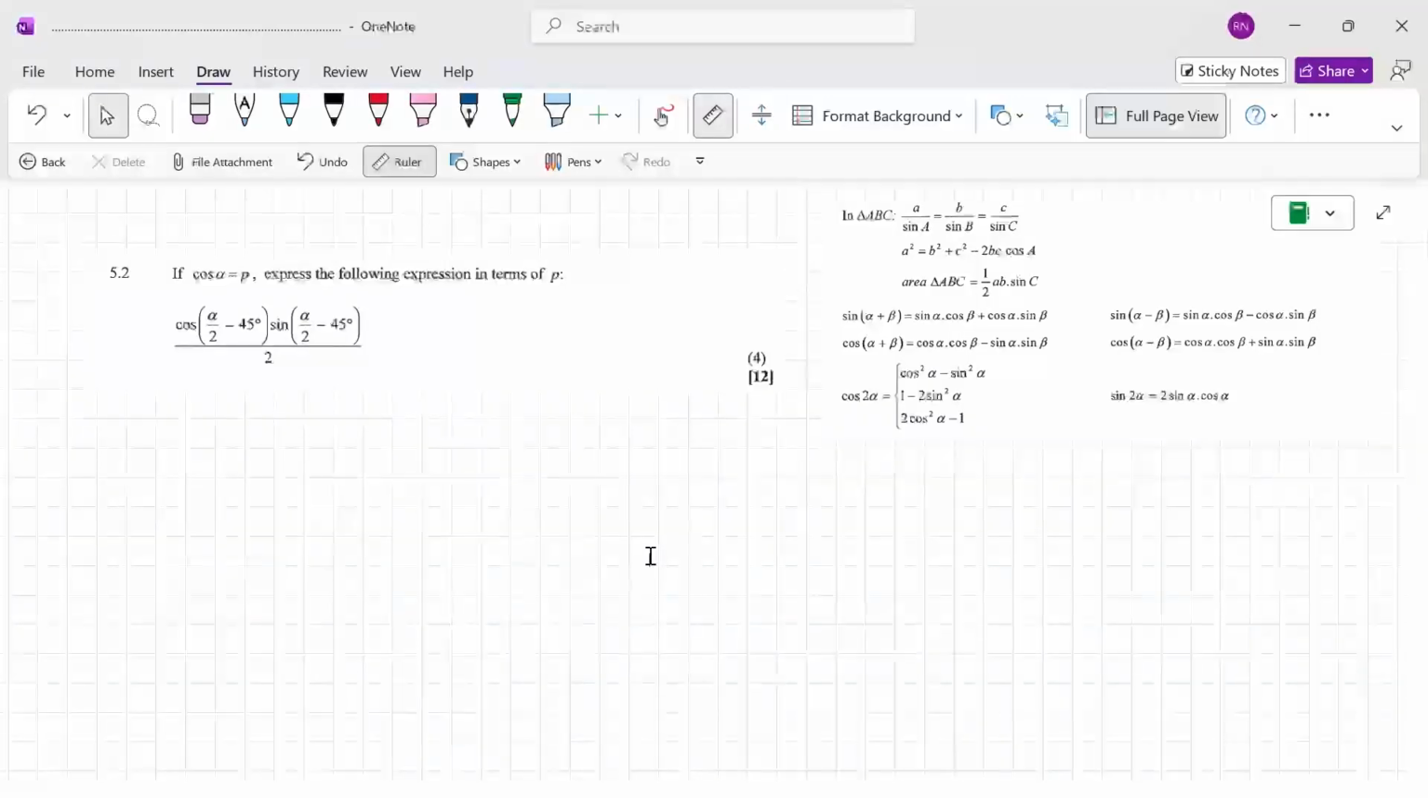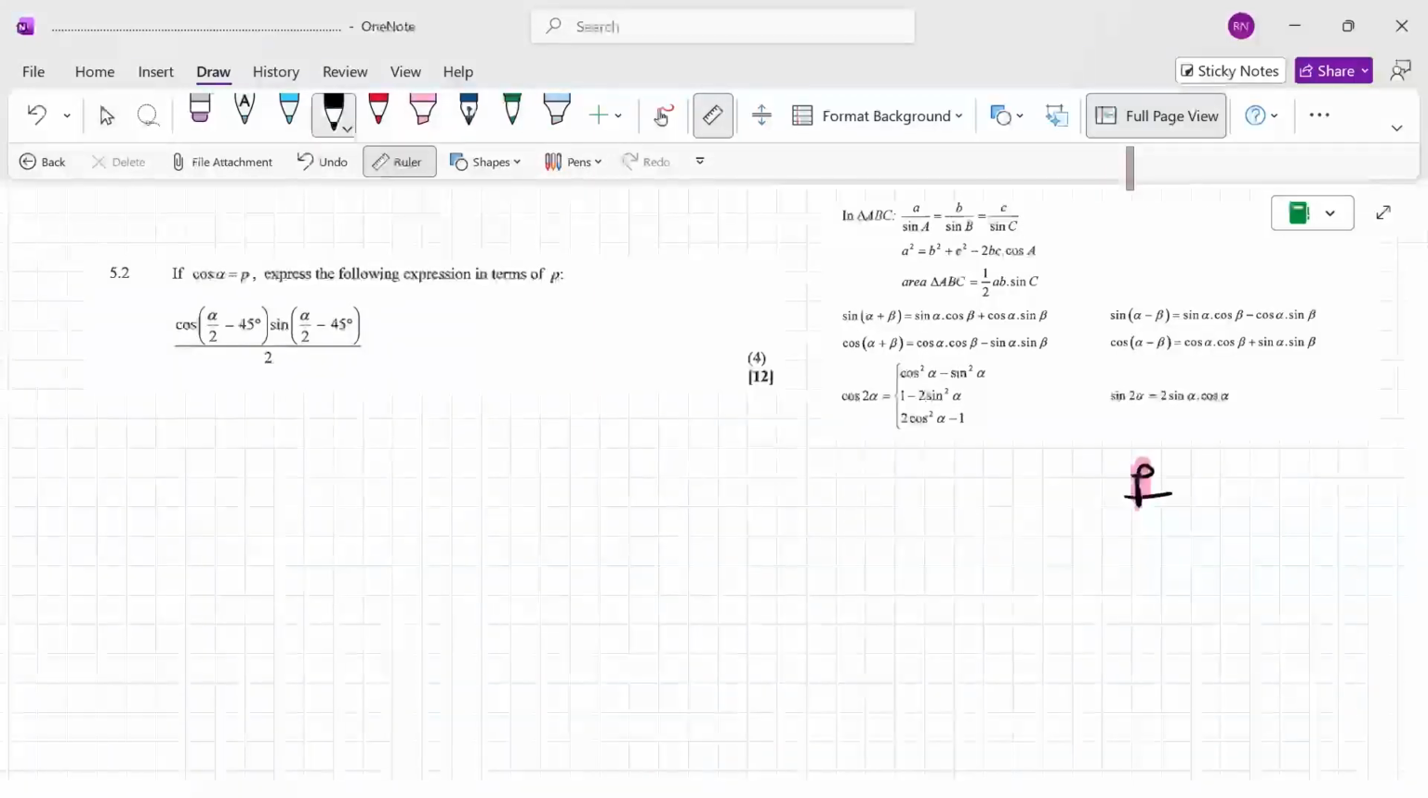Sometimes they'll give you cos of something is equal to P, then you have to put it as P over 1. Then you have to draw your triangle with a P or whatever, right?